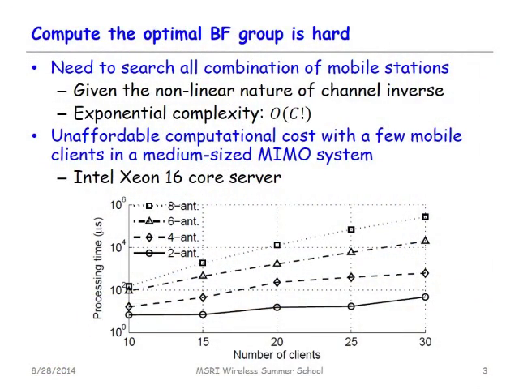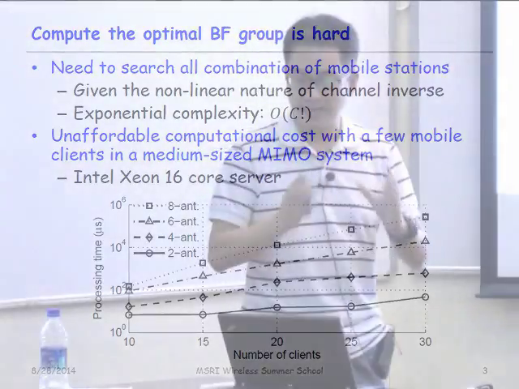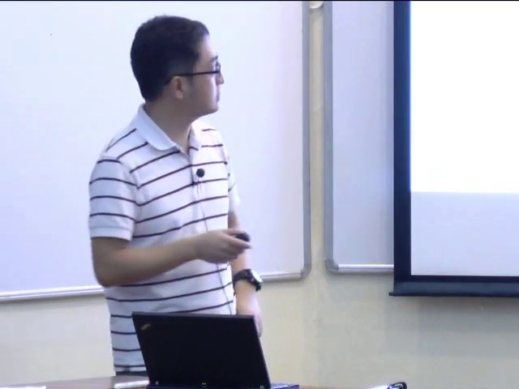But actually computing such an optimal combination of your mobile users is very hard. It needs exponential computational complexity, because you need to examine all these combinations of mobile users. There are too many combinations. And because we want to examine the channel capacity, we need to compute the channel inverse, and this is a nonlinear operation. So it's not easy to find any approximation algorithm to do this.